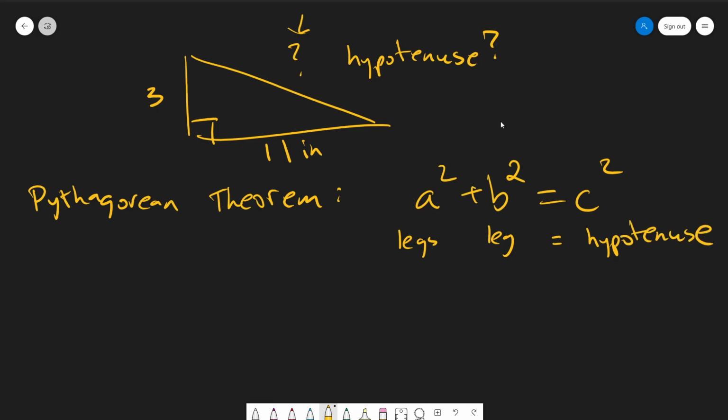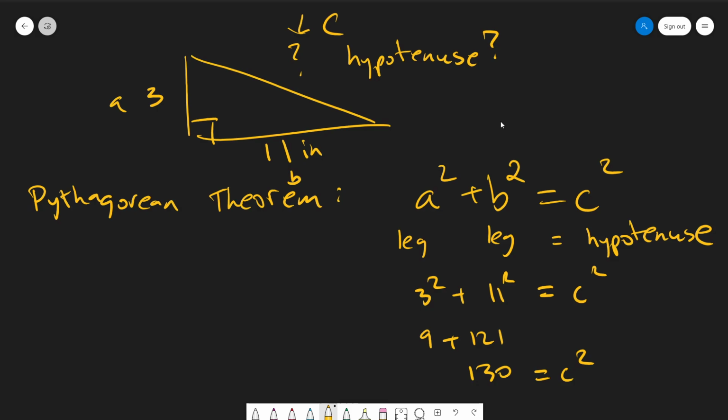So this is the Pythagorean theorem. This is what will be most helpful to you. My legs are always a and b, and it doesn't matter which is which. I could put a and b either way, but my hypotenuse is always c. So here I'm going to have 3 squared plus 11 squared. It's like I have that vertical and horizontal component again, and I'm squaring them. 9 plus 121, 130.